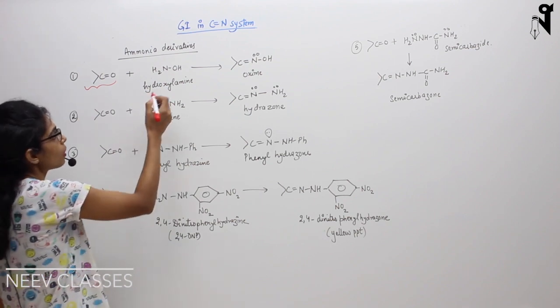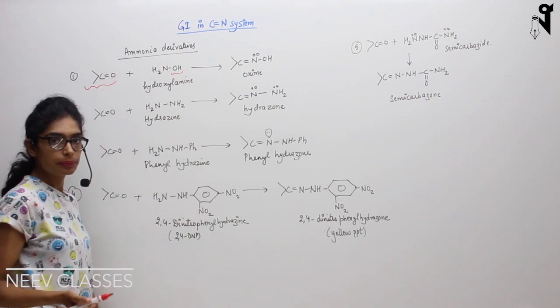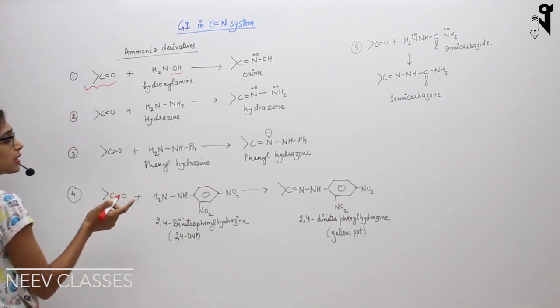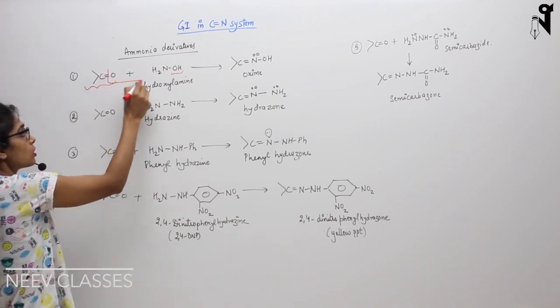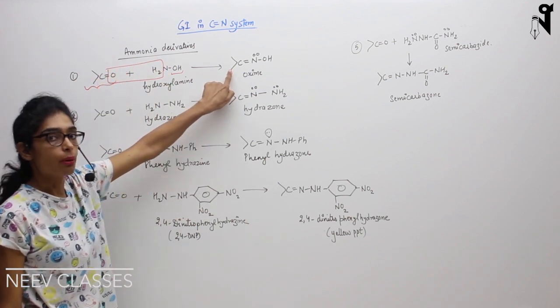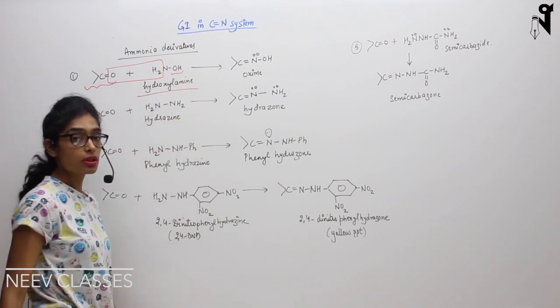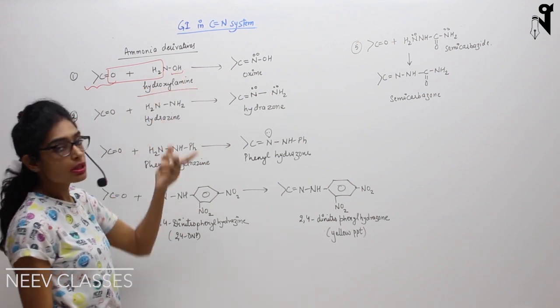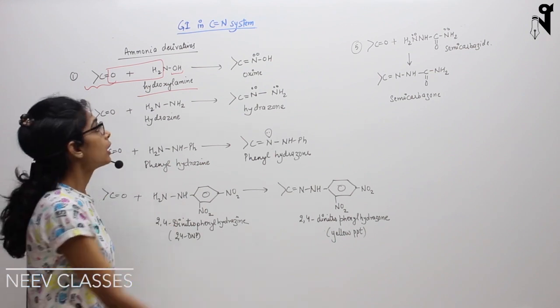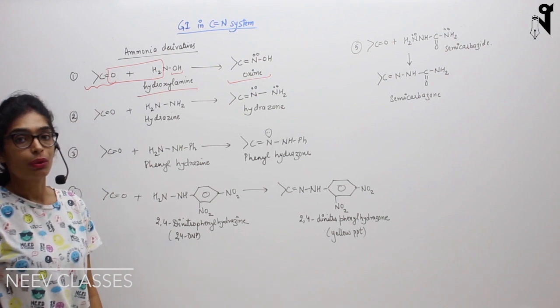So the first ammonia derivative we have is hydroxylamine. Instead of hydrogen here we have an OH. Now when the reaction takes place in a mild acidic medium, oxygen from here and hydrogen from here will go together, and this is how the compound will be formed. This compound is called hydroxylamine. Hydroxyl is because of OH, and amine because it's a normal amine group. And the molecule which forms after the reaction is called an oxime.